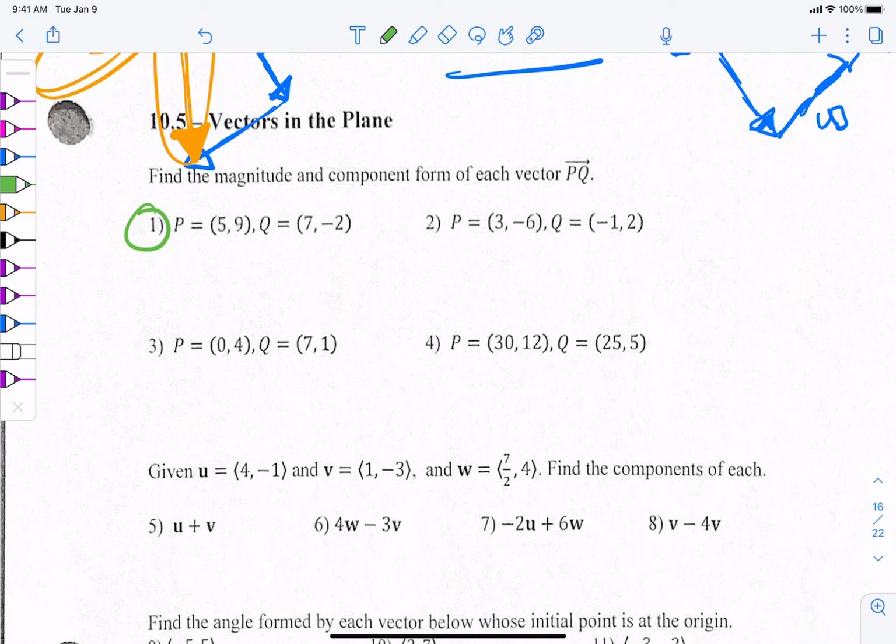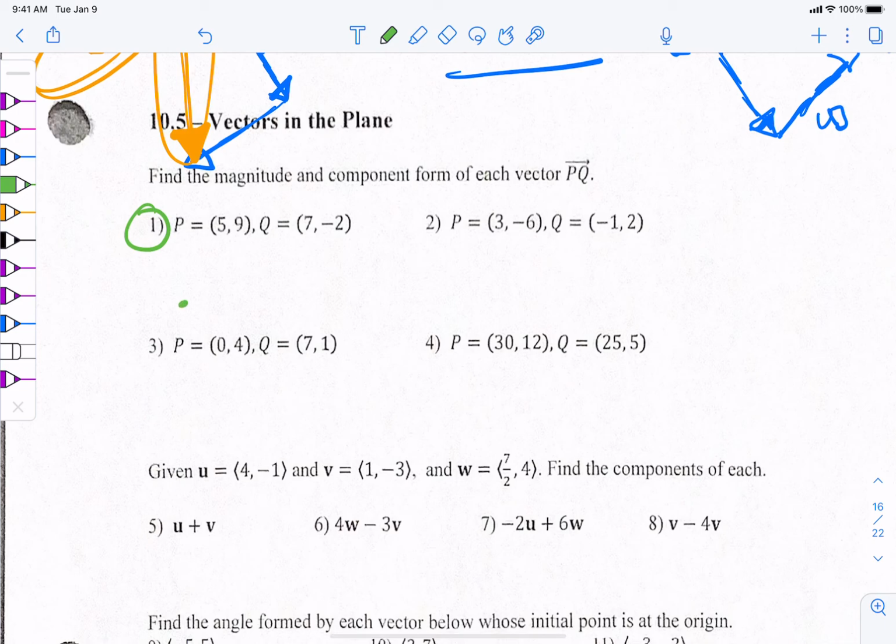So starting with number 5 and going all the way through 14. 5 through 14 is exactly what we did today. So let's talk about 1 through 4 just to get us on the same page, to remember what we did before. 5 through 14 shouldn't be too hard. That's what we did today. But 1 through 4, it says find the magnitude. Magnitude means how long the vector is, right? Okay, magnitude, how long the vector is.